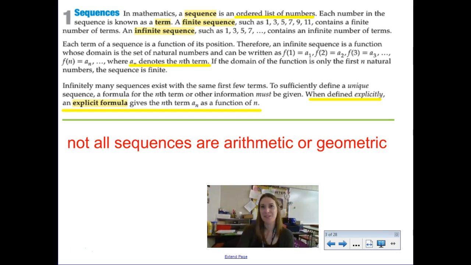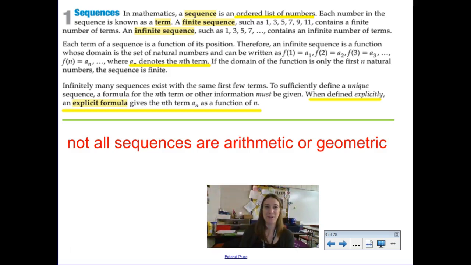A sequence is just an ordered list of numbers, so a pattern that you can see. But we have both finite and infinite sequences. If I give you a stopping point, that means it's a finite sequence. And then pretty soon we're going to talk about something called a series, where instead of just listing the terms, I'm going to sum them. So that's exciting.